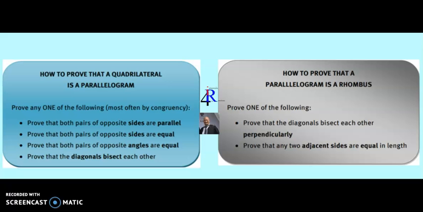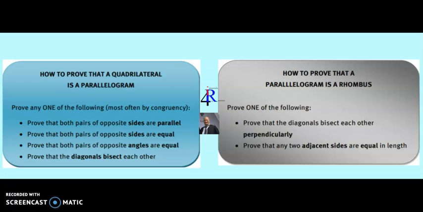Generally, we are asked to prove that a quadrilateral is a parallelogram. How do we prove this? We can prove this by doing any one of the following. Prove that both pairs of opposite sides are parallel. Prove that both pairs of opposite sides are equal. Prove that both pairs of opposite angles are equal. Or prove that the diagonals bisect each other.